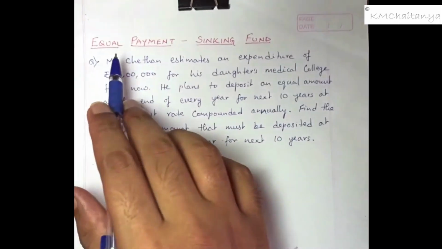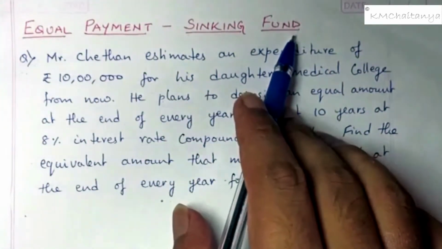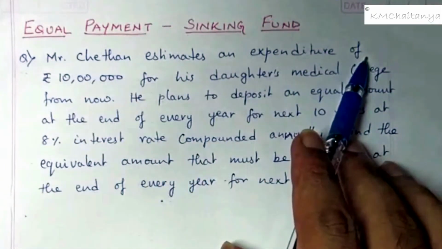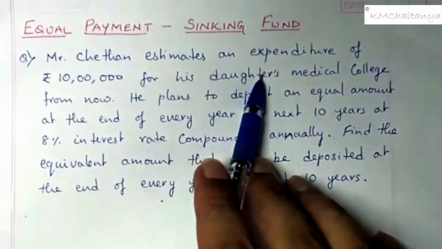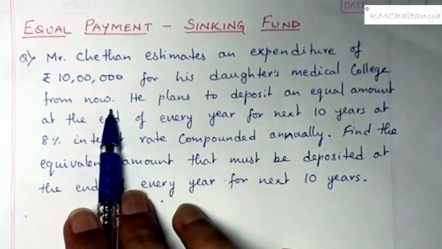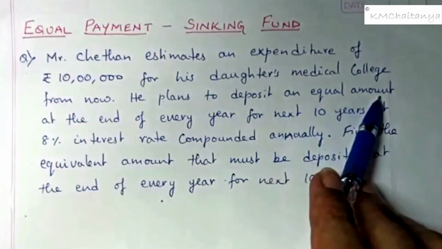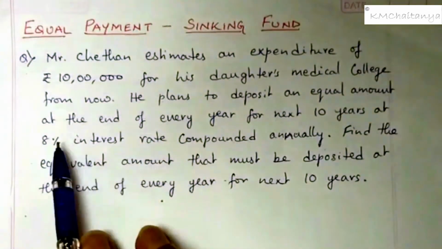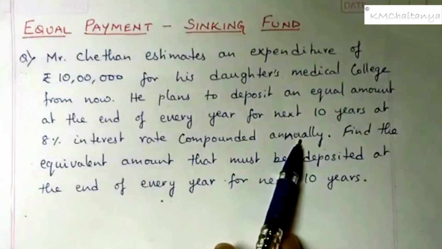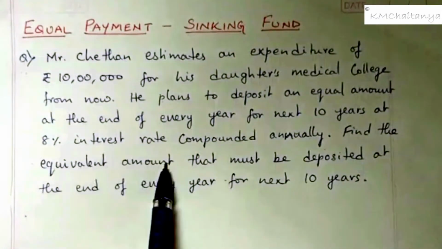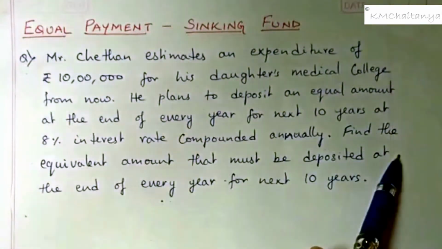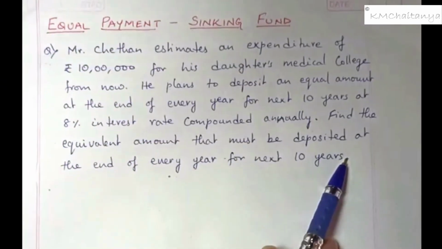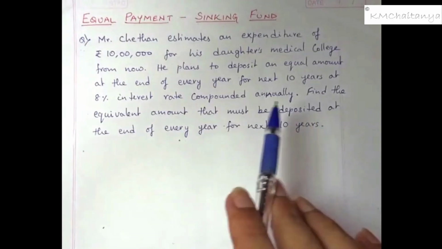Let's solve a problem on equal payment sinking fund. Mr. Chetan estimates an expenditure of rupees 10 lakhs for his daughter's medical college from now. He plans to deposit an equal amount at the end of every year for the next 10 years at 8% interest rate compounded annually. Find the equivalent amount that must be deposited at the end of every year for the next 10 years. So let's understand the question now.